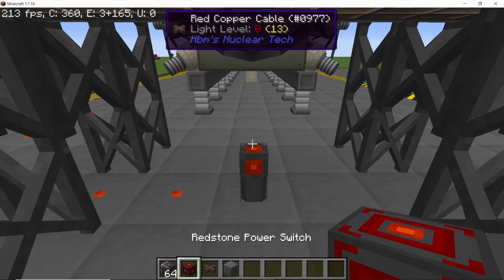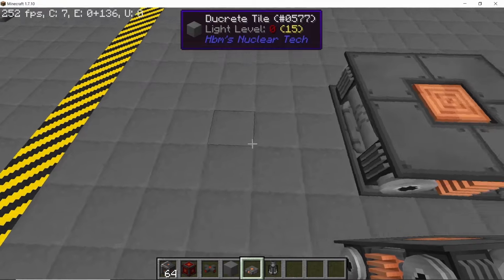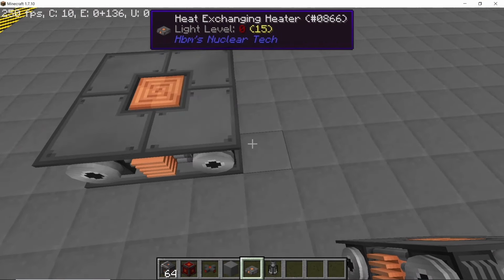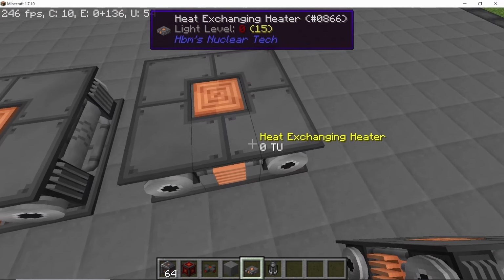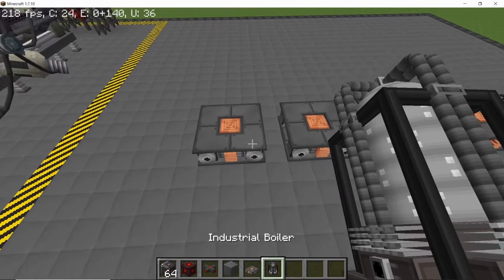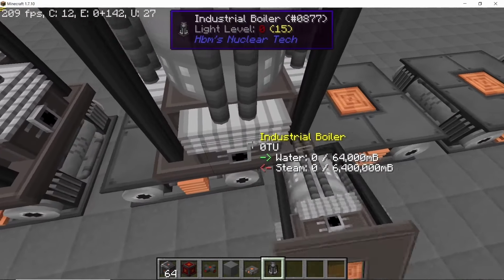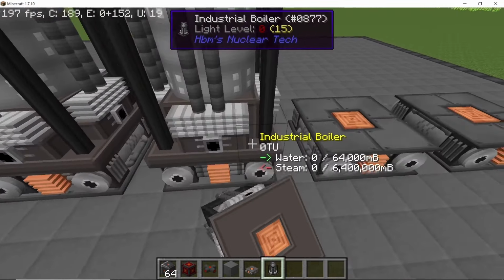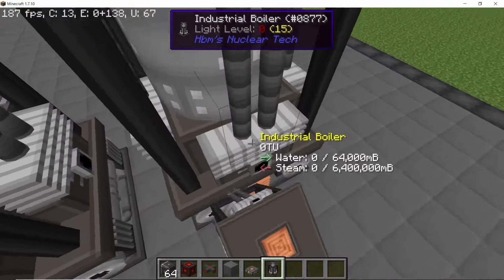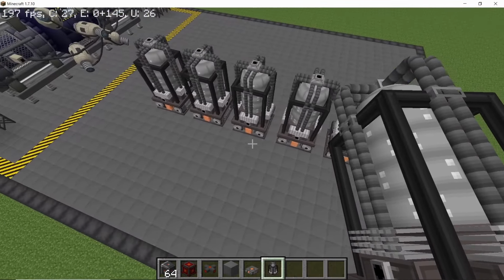We do the same on the other side, and powering these both will be one common power supply, which I'll place later on. Now if you're using just one laser, then you will only need 3 heat exchangers, but if you're using both the lasers, you will need 5 heat exchangers. So that is why I have placed 5 heat exchangers in total with industrial boilers on top of them.